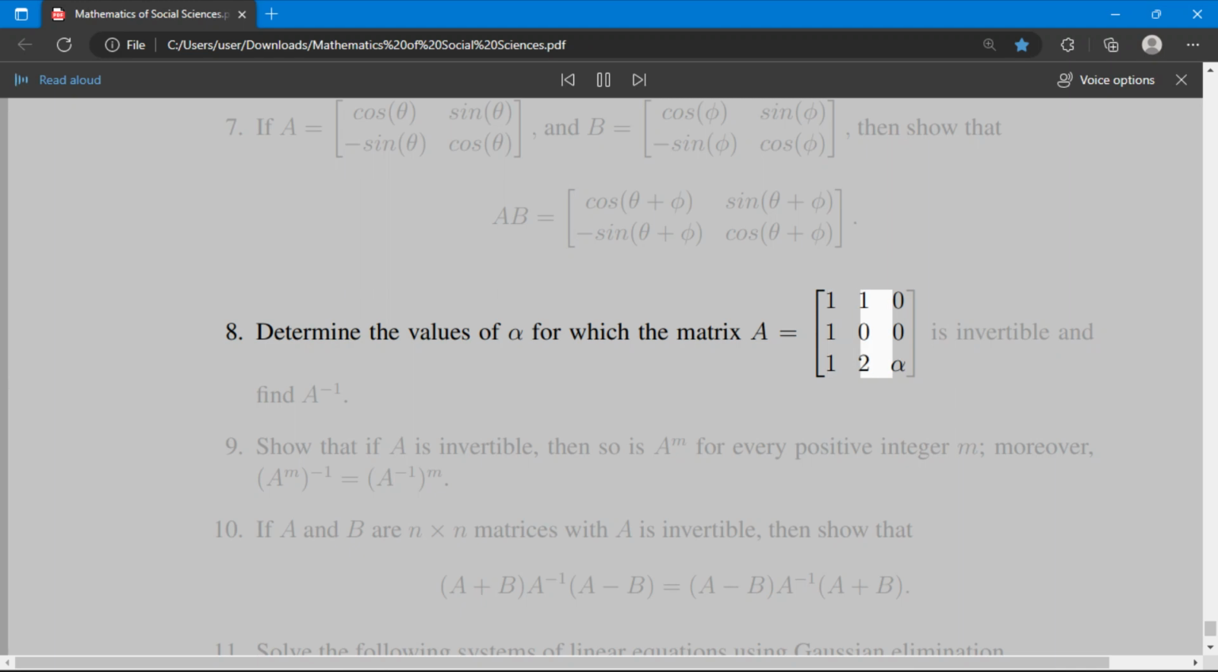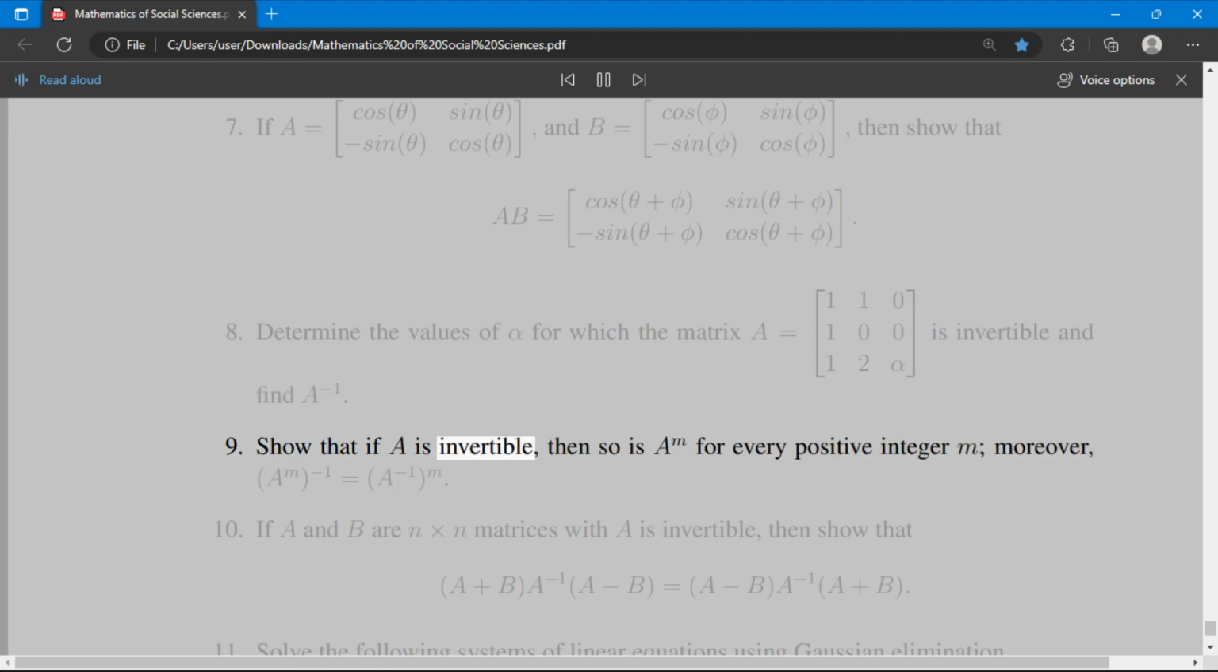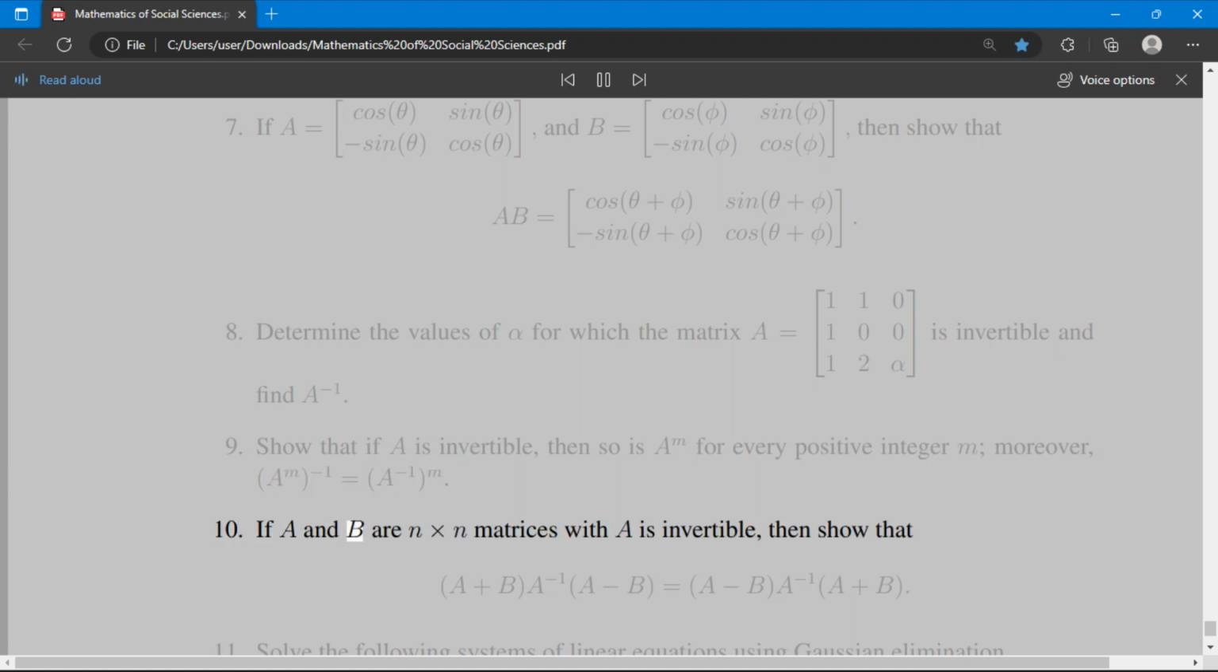8. Determine the values of alpha for which the matrix A = [1 1 0; 1 0 0; 1 2 alpha] is invertible and find A^-1. 9. Show that if A is invertible, then so is A^m for every positive integer m. Moreover, (A^m)^-1 = (A^-1)^m.